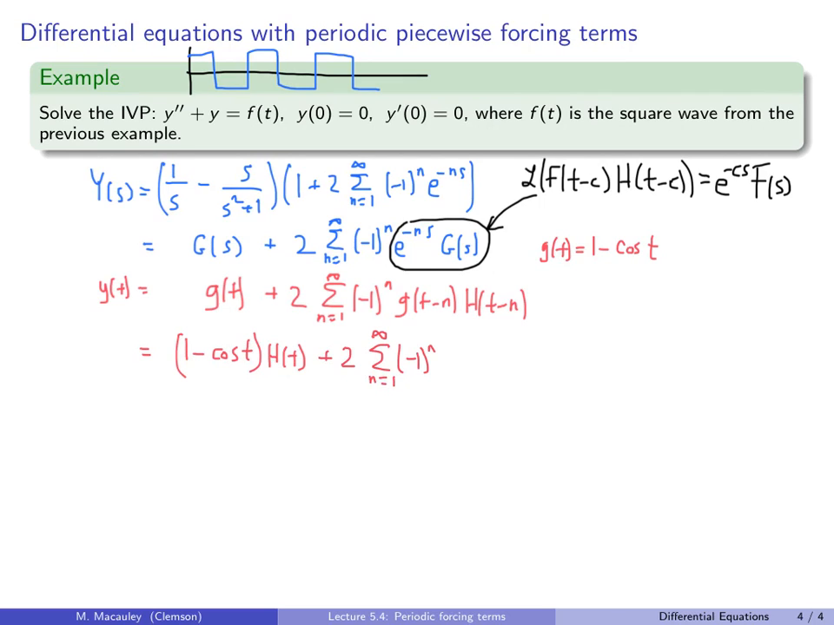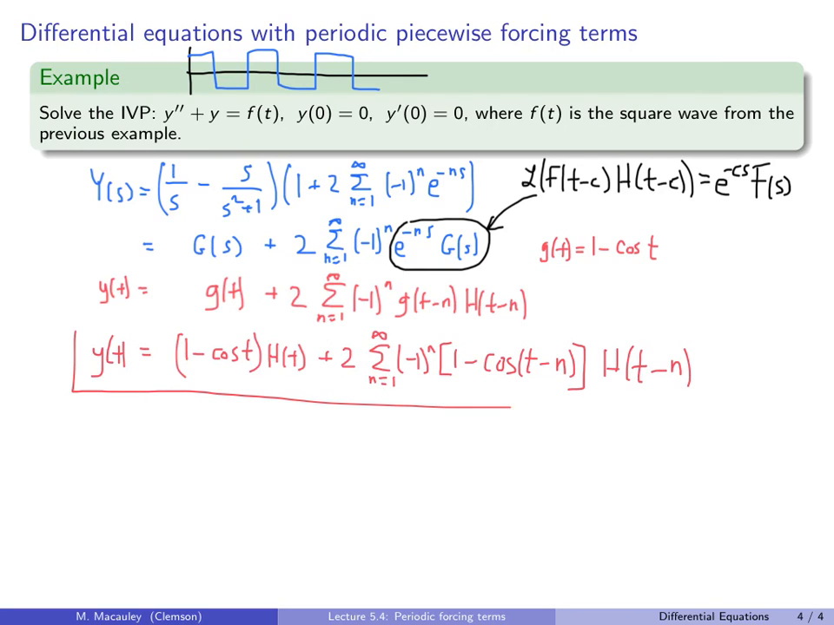And now instead of putting g of t minus n, let me put this back in here. So that's going to be 1 minus cosine of t minus n times the Heaviside function h of t minus n. So this is probably the best way to write the final solution. I don't think you're going to write it in a form better than this. Let me just say a few words about this. So this is a superposition of infinitely many waves.